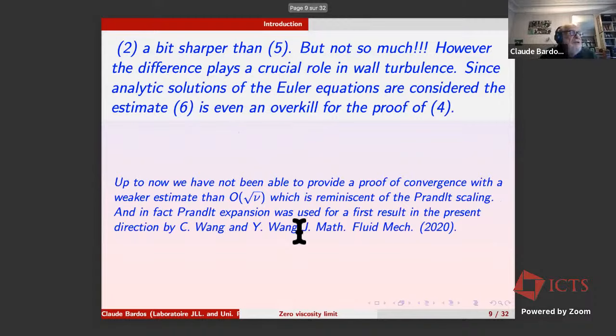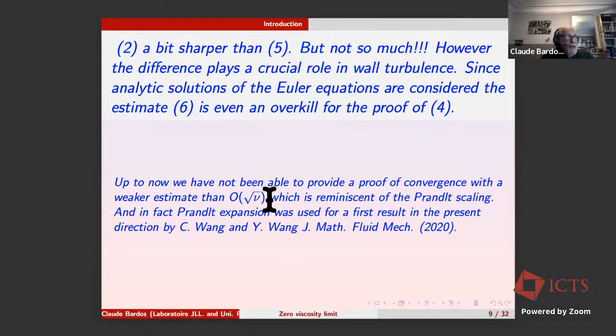Now, this is the sharpest condition, but the point I want to underline here is that I cannot prove the convergence with a weaker estimate. The estimate I will have is of the order of square root of nu, which in fact is really related to the Prandtl scaling.